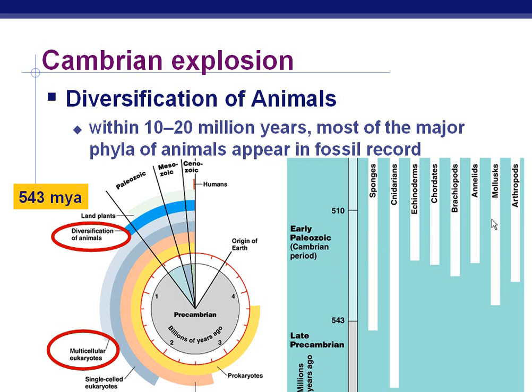Look at all of these animals that came about. Sponges, cnidarians, echinoderms, these are your sea stars. Chordates. Now chordates, we belong in that group because all of these animals basically have a spinal column or spinal cord. Brachiopods, annelids, these are worms. Mollusks, these are going to be your squid, etc. And arthropods, so many of your insects.